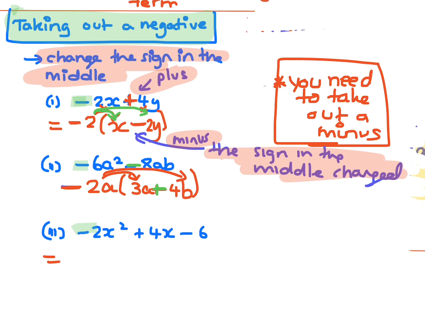So this one here, you'll take the minus, because there's a minus out the front. You've got 2, 4, 6, so take the 2 out. There's no common letters there or pronumerals. 2 times x squared, minus 2 times x squared is minus 2x squared. Minus 2 times plus 4. You need to change the sign, because a minus times a minus is a plus. 2 2s are 4. The x will stay.